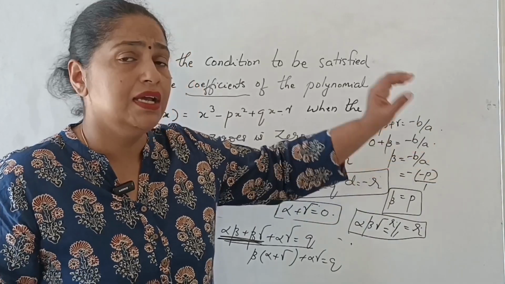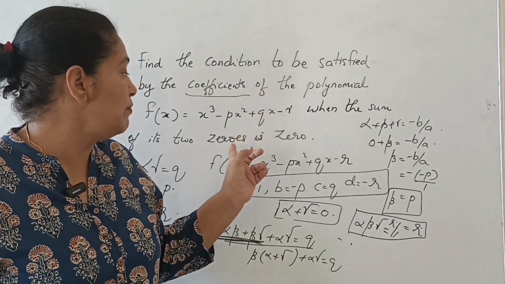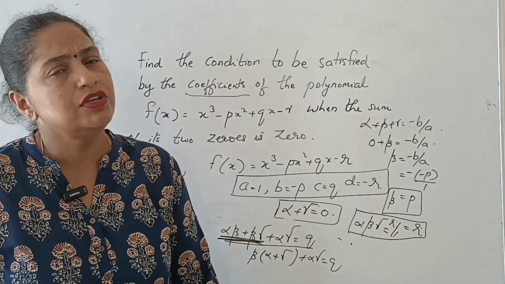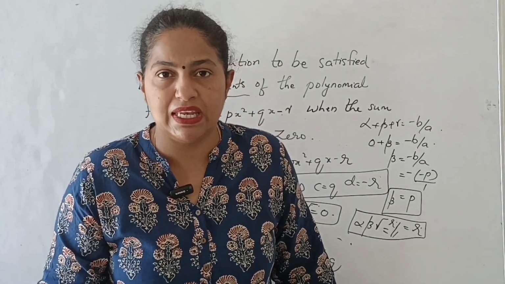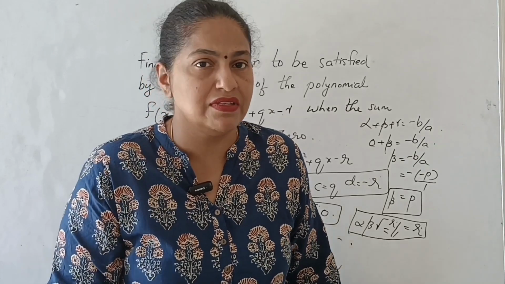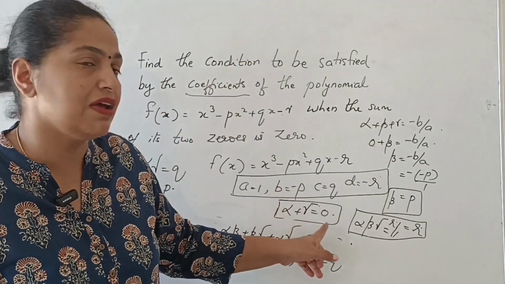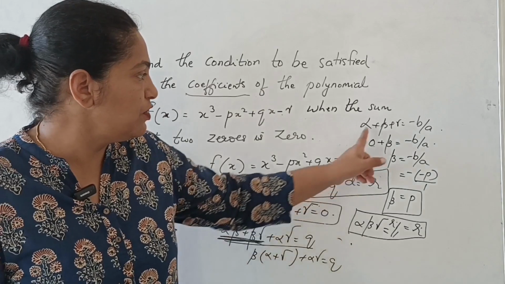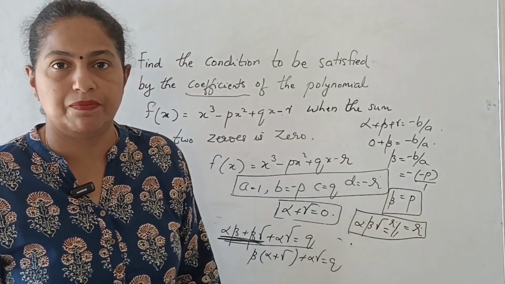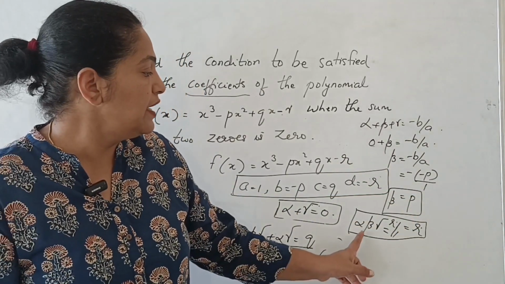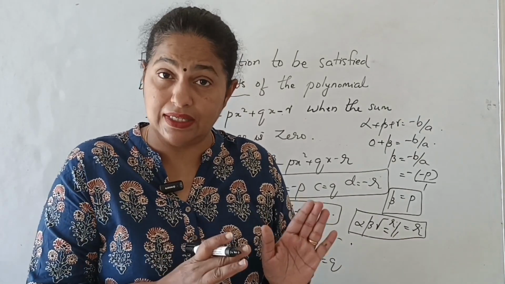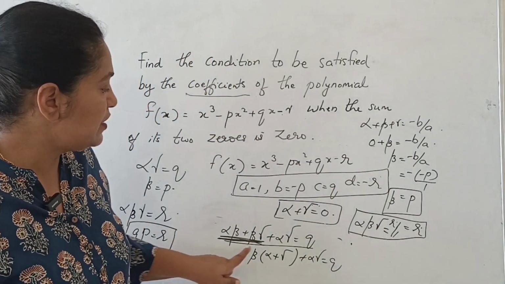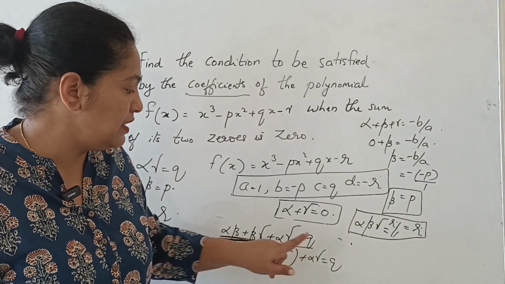So, when I wrote it down here, I got alpha plus beta plus gamma is minus b by a. In the question, it was given the sum of two zeros is 0. So you see, any two zeros you can take. It doesn't matter. You can take alpha plus beta is 0 or beta plus gamma is 0. I took alpha plus gamma is 0. When I applied it over here, I got beta is equal to p. Okay. Then I wrote alpha into beta into gamma is equal to r. I could not do anything with it at that point of time. I left it there. I wrote the complicated sum. I got that is equal to q.